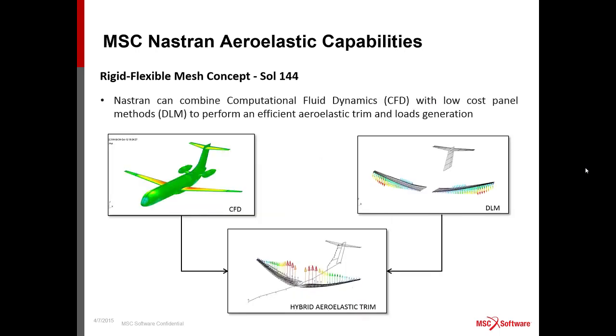So this is the concept. On the left side you have the rigid CFD load, okay, that is combined with the doublet lattice method that gets the aeroelastic increment due to the aeroelastic deformation of the structure, and after Nastran combines them and we get the hybrid aeroelastic trim. So we have the aeroelastic load on the structure, okay.